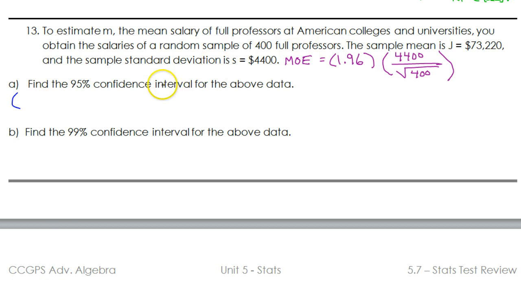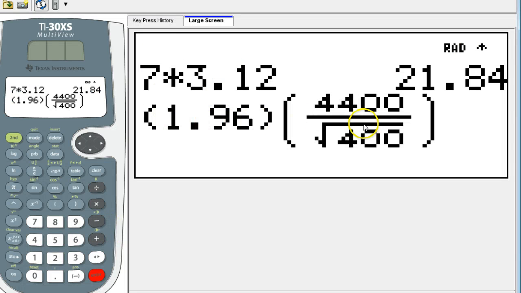Now, when we build the confidence interval, we start with whatever the sample mean was. So the sample mean was 73,220. And what we're going to do is add and subtract the margin of error. So first we will subtract the margin of error, and then we will add the margin of error. And that's how we will get our confidence interval. So if I put this in my calculator, it's going to look like this. So that gives me 431.2.